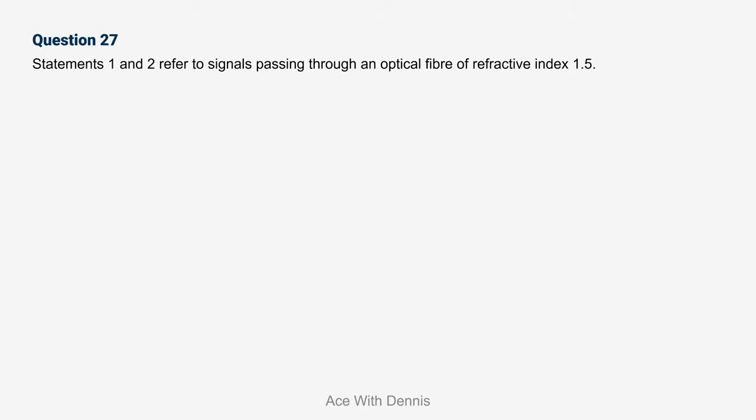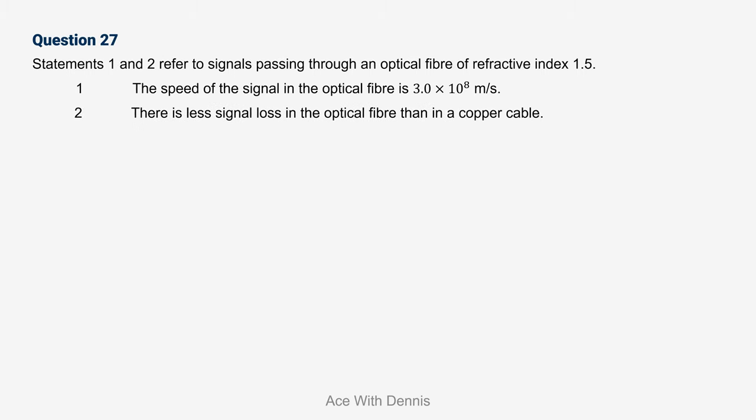Question 27. Statements 1 and 2 refer to signals passing through an optical fiber of refractive index 1.5. Statement 1: The speed of the signal in the optical fiber is 3.0 × 10^8 meters per second. Statement 2: There is less signal loss in the optical fiber than in copper cable.